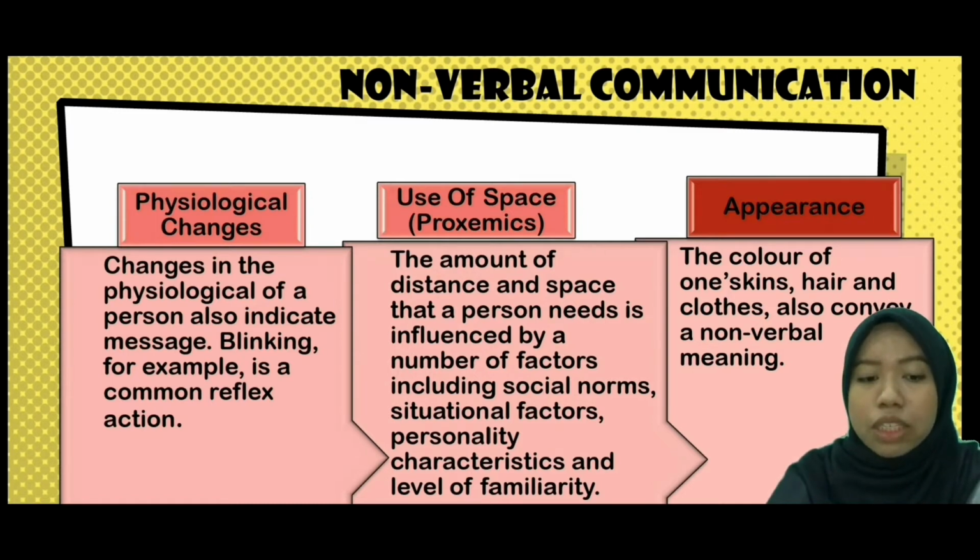Lastly, appearance. The color of one's skin, hair, and clothes also convey a non-verbal meaning. For example, we can say that people like to judge the person by their appearance, by their look.